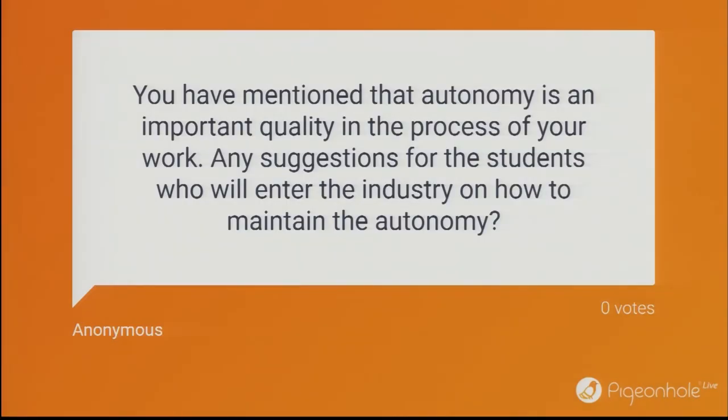You have mentioned that autonomy is an important quality in the process of your work. Any suggestions for the students who will enter the industry on how to maintain autonomy? Yeah, that's the autonomy of the designer, I suppose.